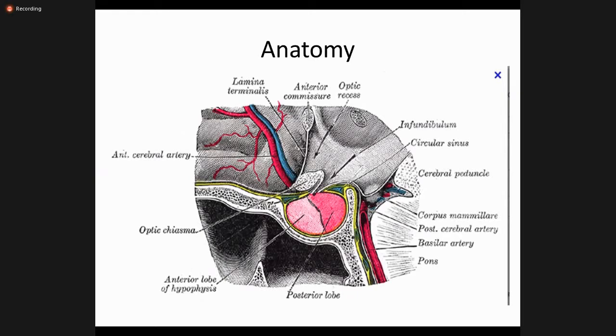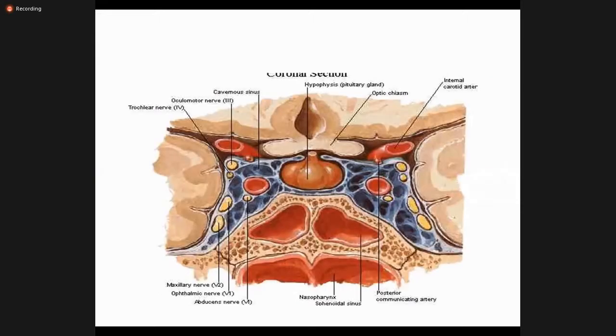This also shows some relation with the surrounding structures. The pituitary gland is situated in the pituitary fossa. Above the pituitary fossa, there is the optic chiasma and the surrounding structures. I don't want to go into the detail of this. This is just anatomy. This is also one of the views, the coronal view, which shows the pituitary gland and its anatomical landmarks.